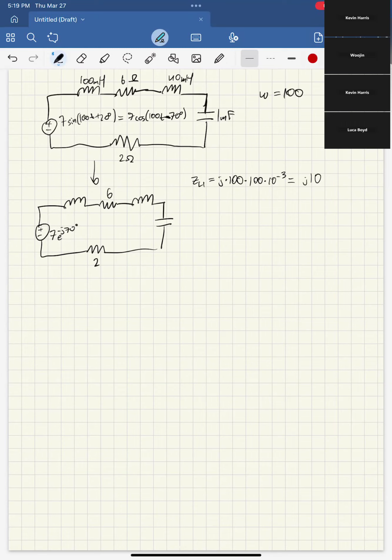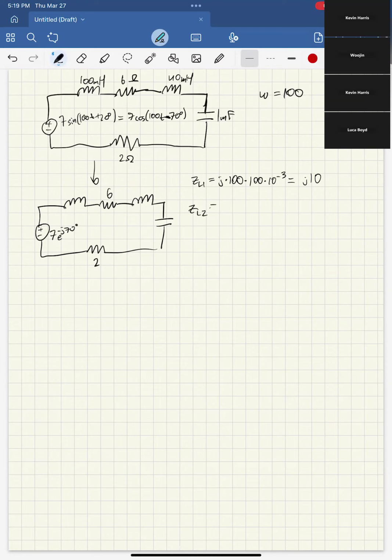Does that make sense? Does it? Hmm. Oh, yeah, duh. Shouldn't it be 100? Am I stupid? 100 times 100 times 10 to the negative 3. Oh, okay, yeah. I guess I cannot do math in my head, whatever.